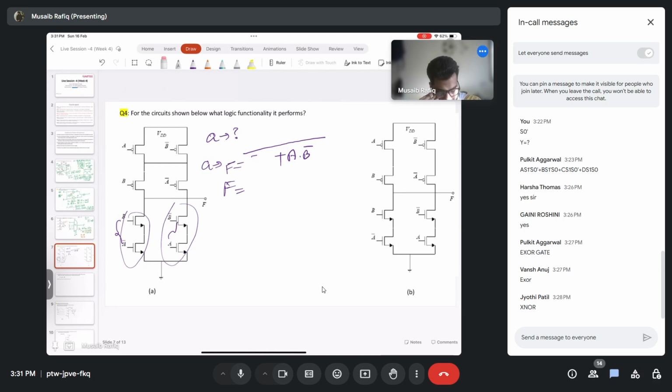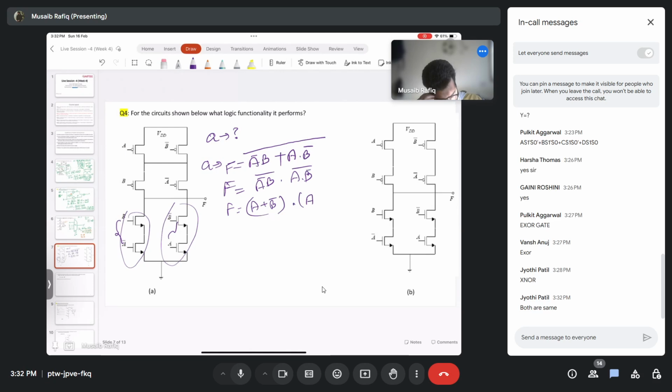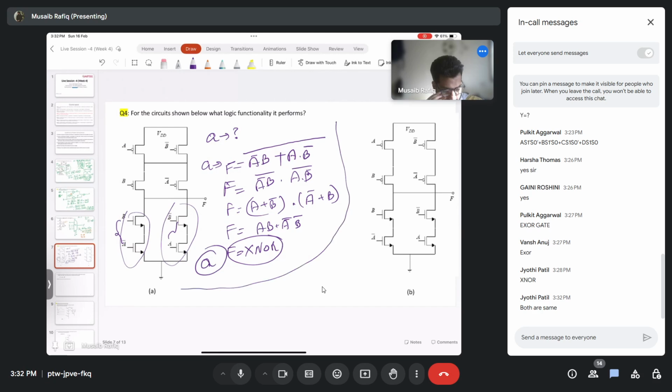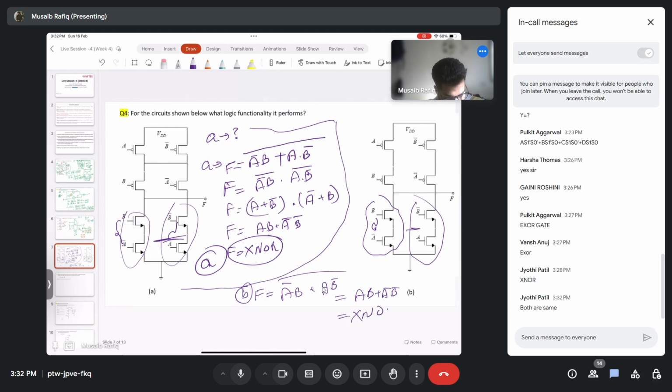So it's A bar B whole complement dot AB bar whole complement. So F is equal to A plus B bar dot A bar plus B. F is equal to AB plus A bar B bar. So F is XNOR. This is for circuit A. Now let's do circuit B. F is equal to A bar and B are in series and AB bar. So this is same. Pull down is same. So that means F is equal to A bar B plus AB bar whole bar. So this is AB plus A bar B bar. So this is also XNOR.